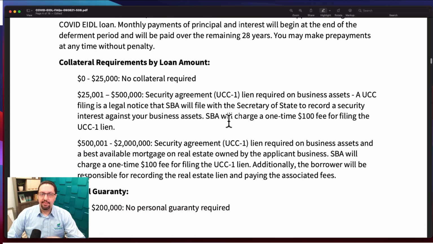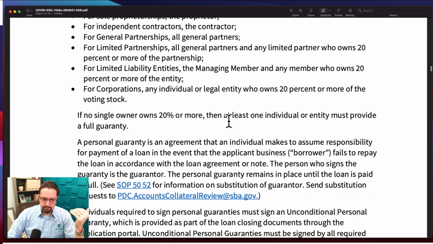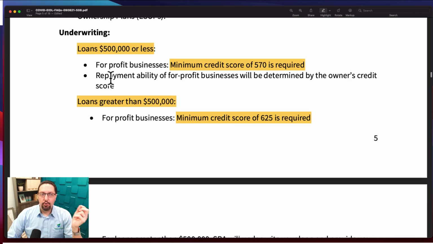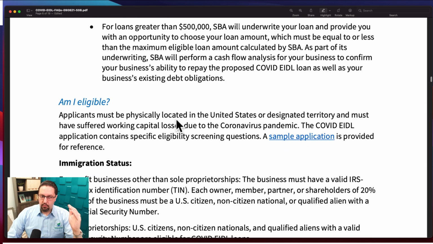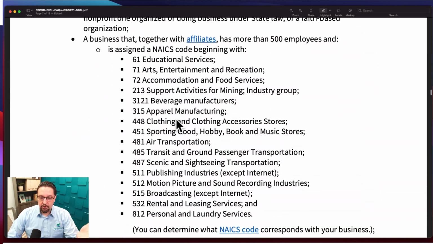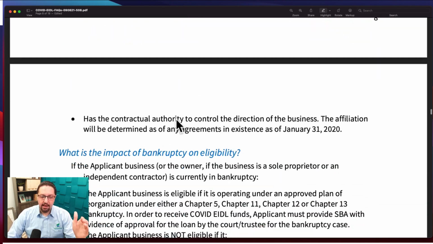Once again, here it gives you information on collateral and personal guarantee. There's a lot of good information that you should have. This is very important: for loans that are $500,000 or less, you need a minimum credit score of 570. If you want an EIDL loan greater than $500,000, the minimum credit score is going to be 625. Once again, their eligibility information is here. You should download this document because it basically answers every question that you have.